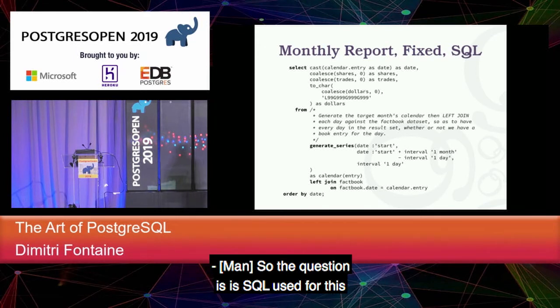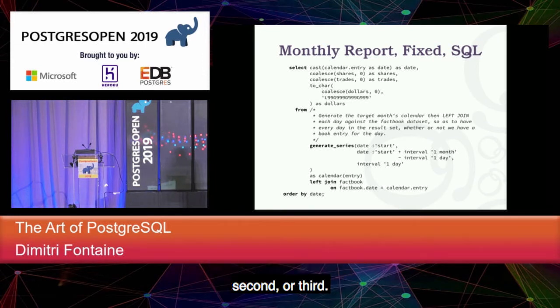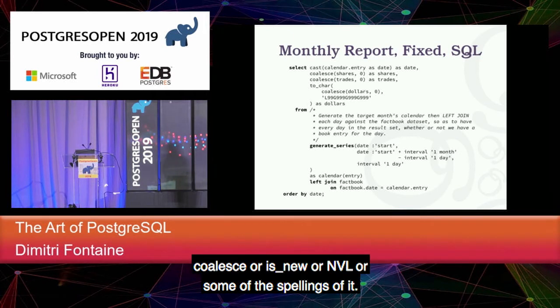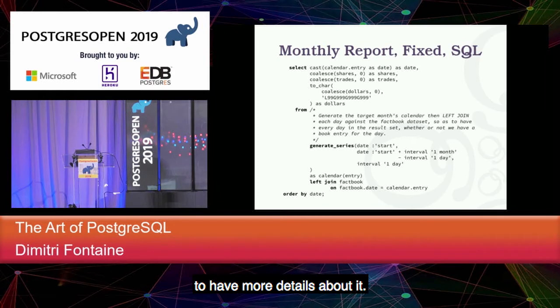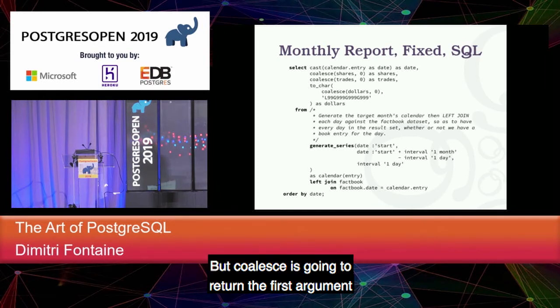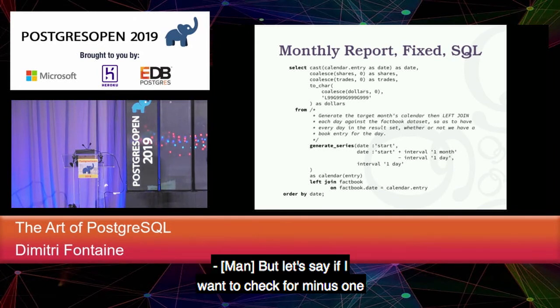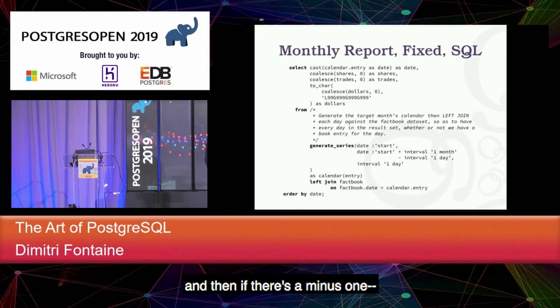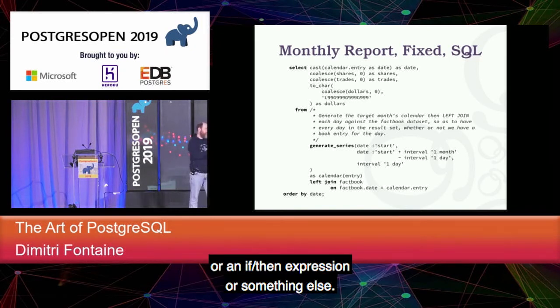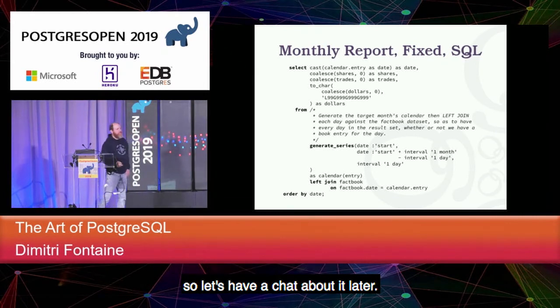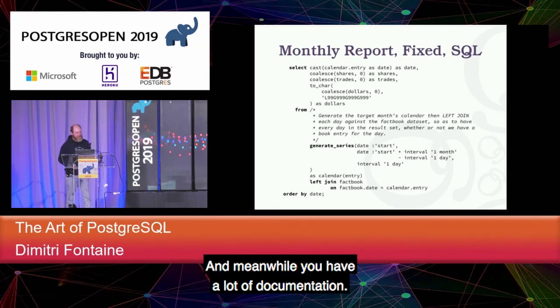Yes. The next question is, in SQL we use Coalesce, like we can have 3 values, it will say first, second, or third. So this is pretty much using is null in SQL. This is how we use it. So the question is about using Coalesce or isnull or NVL or some other spellings of it. I encourage you to look at Postgres documentation to have more details about it. But here, Coalesce is going to return the first argument that is not null. And you can have as many as you want. But let's say if I want to check for -1, and then if there is a minus Yeah, then you use a case expression or an if null expression or something else. So I cannot use Coalesce in that. It's going to be too long for this talk, so let's have a chat about it later. And meanwhile, have a look at the documentation.